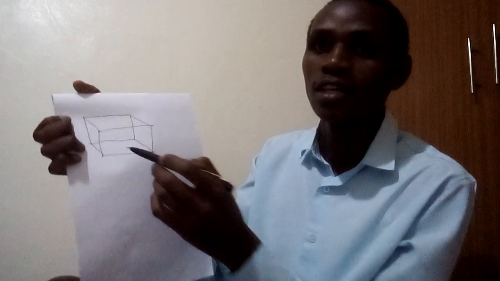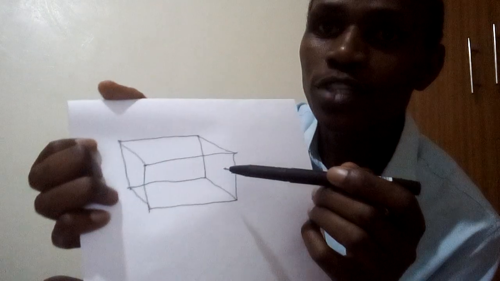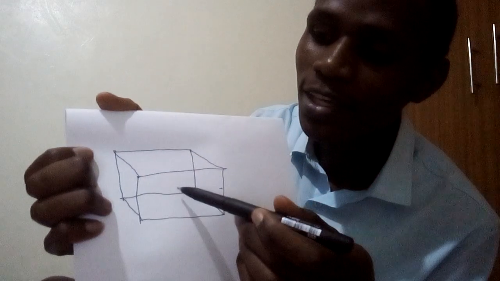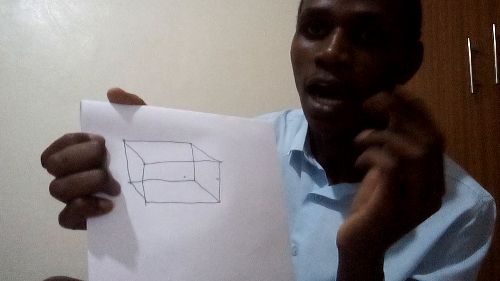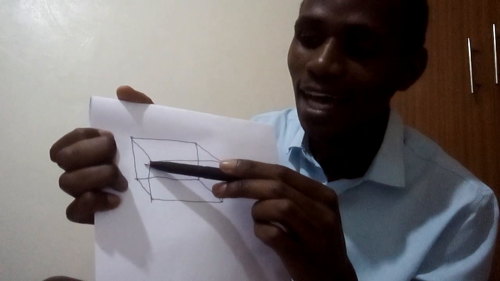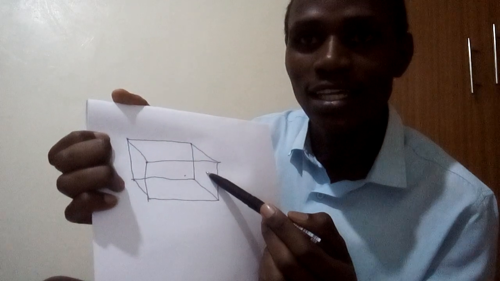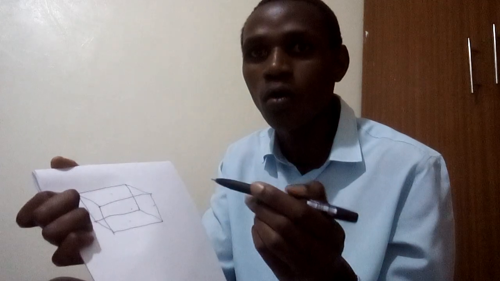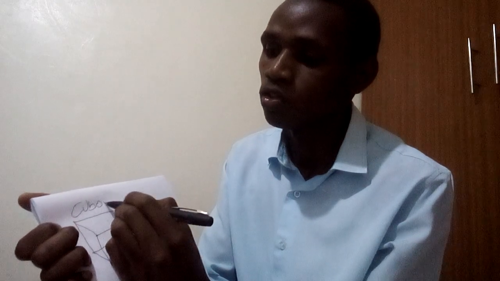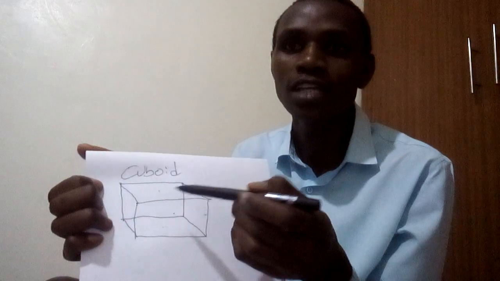You see, this object, this side and the back side are equal. This side and the opposite side, they are equal. This base side and the top side, they are equal. Thus, when calculating the surface area of a cuboid, this is a cuboid.